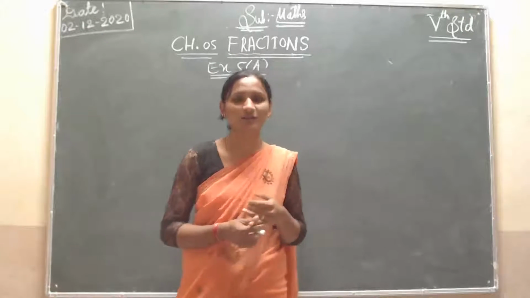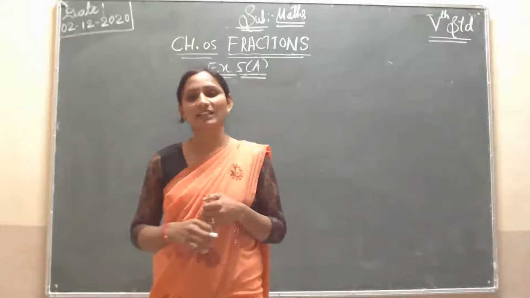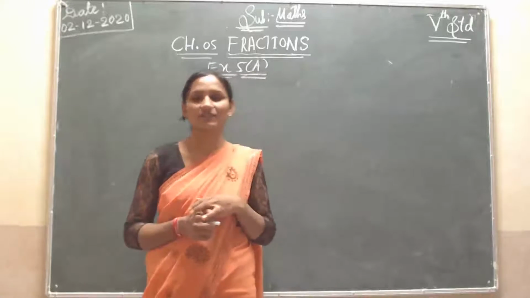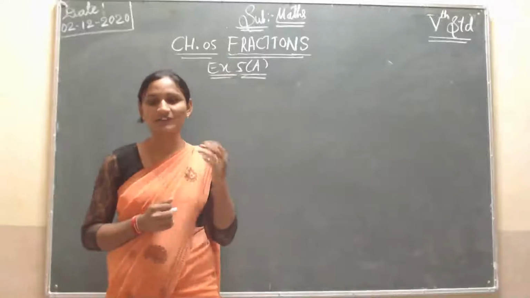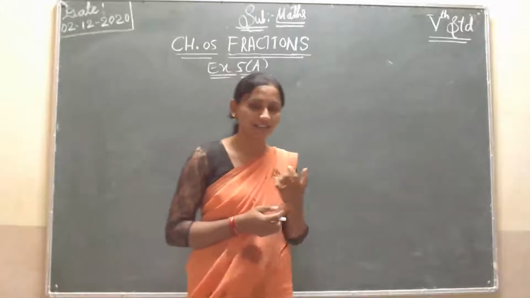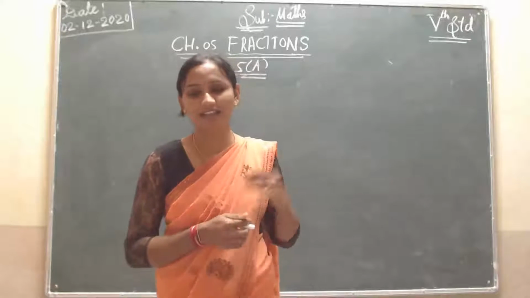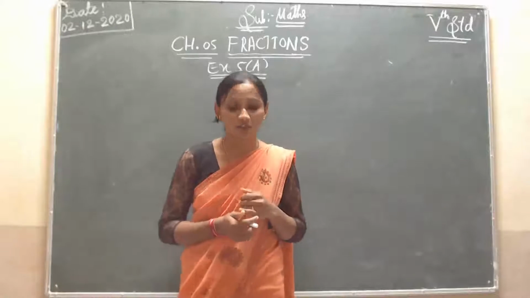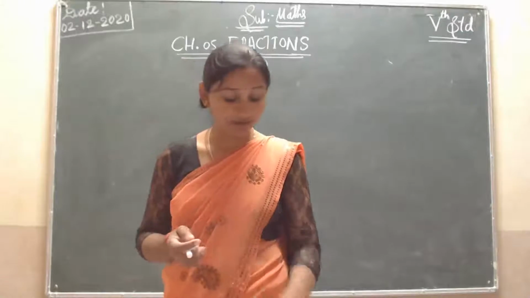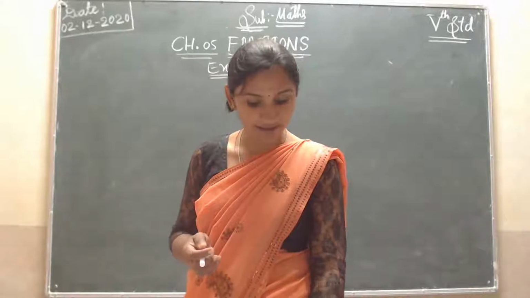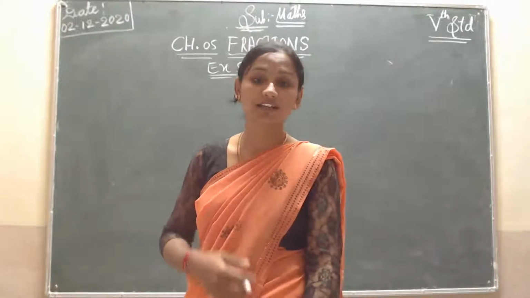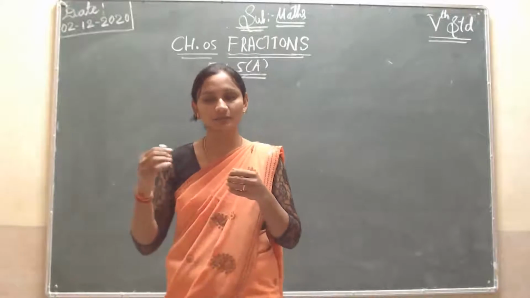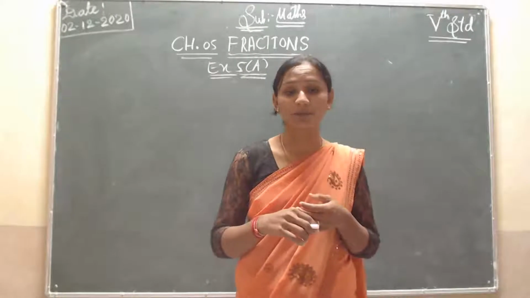So the basic concept is fractions: how many parts the fractions have, and the types of fractions. Already in the last classes we have discussed it. Students, don't forget, there are two parts, a numerator and a denominator. There are three types: like and unlike. Like fractions means the denominator is the same. If the denominator is different, they are unlike fractions. After this, there are proper, improper, and mixed.